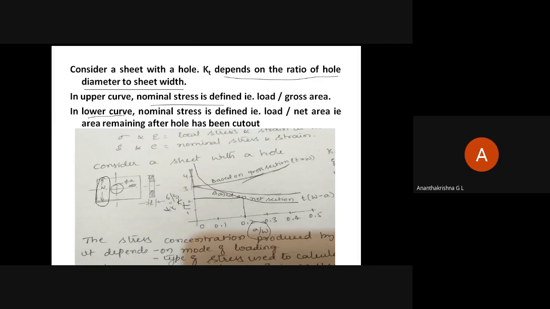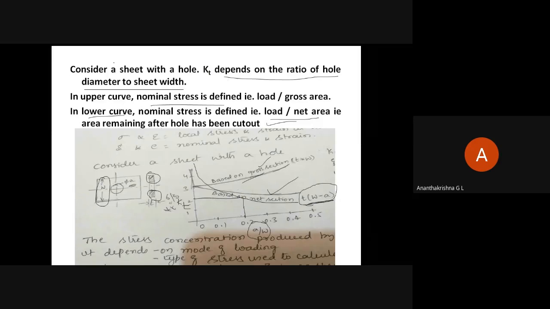In the lower curve, nominal stress is defined as load versus the net area remaining after the hole has been cut out. Before the presence of the hole, this curve represents the area after removal. That's why you have W minus A into T. This will give you the effective area. The effective area is this edge portion, this plus this area, correct? That will give you the effective area.